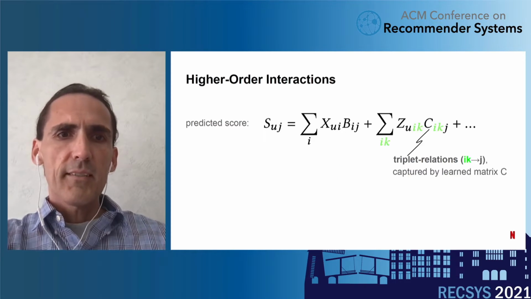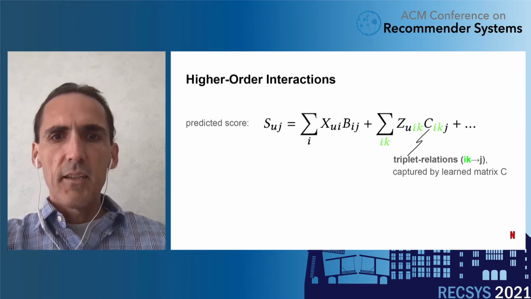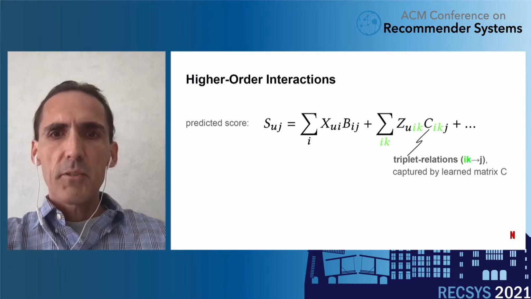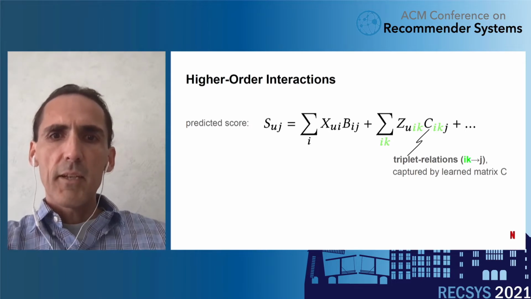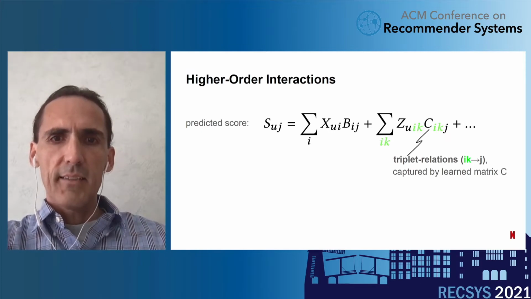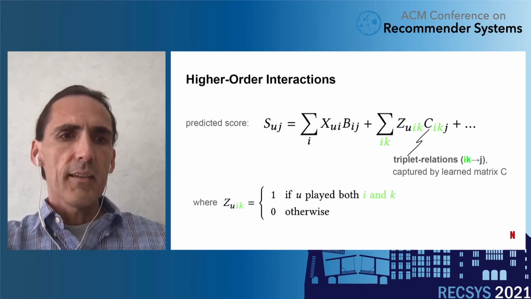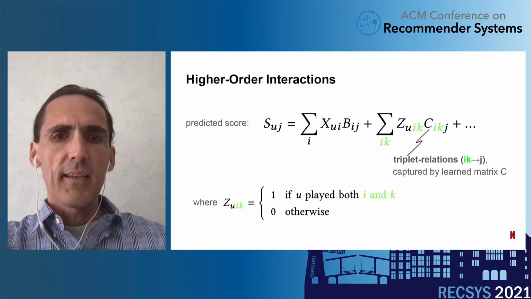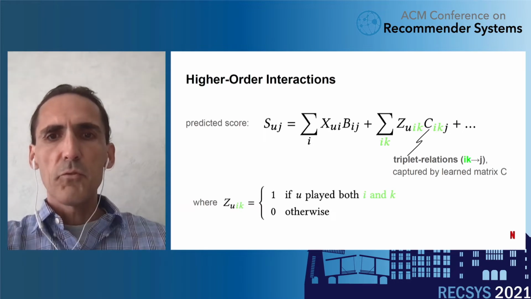Now, to extend this model to higher order interactions, we can simply add an additional term, in this case regarding triplet relations that are captured by the learned matrix C. These triplet relations have the form that the item J is now predicted based on the pair of items I and K. To this end, we also need an additional data matrix Z. An entry UIK takes the value 1 if a user U played both items I and K. This matrix Z can also be generated from the given matrix X. We also tried to add even higher order terms, but we didn't find any significant improvements, so we skipped them here.